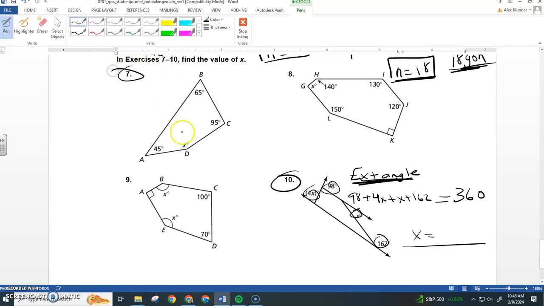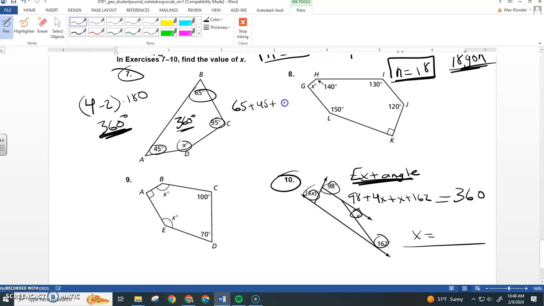How do we do a number like 7? I can't add all these up and set them equal to 360 like we used to, or set them all up and add them to 180. I don't know what the total angle is, so I need to count 1, 2, 3, 4. Okay, well, here's what's funny: it is 4 minus 2 times 180. That actually does give me 360. So I know that the total sum is 360, which means I can take 65 plus 45 plus x plus 95 equals 360. I can go solve this equation out for x because I know the total sum adds up to 360.